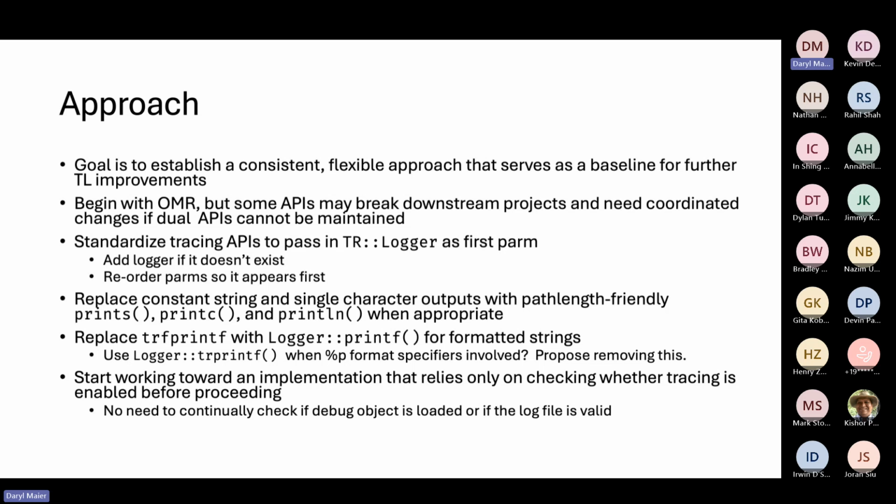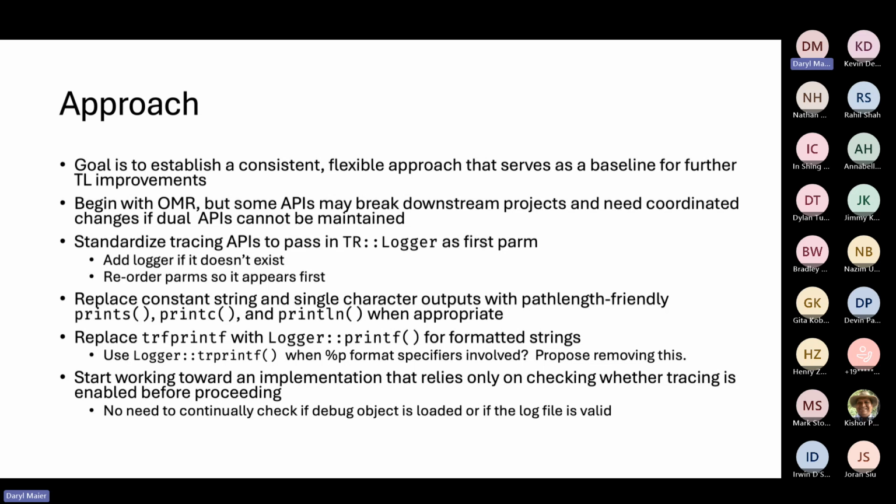There are many places in the code that are outputting basically just constant strings or single characters or new lines. There are opportunities to use the more path length friendly versions of those for outputting that. And for printfs that use %p in them, we can replace those with trf printf so that we get similar behavior to what we're getting right now with the address masking.